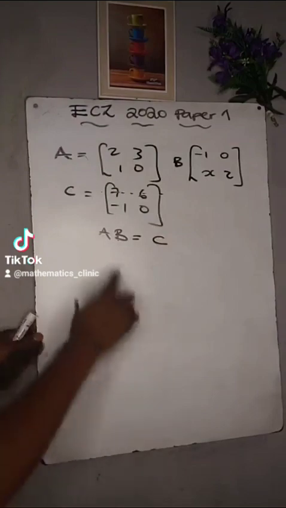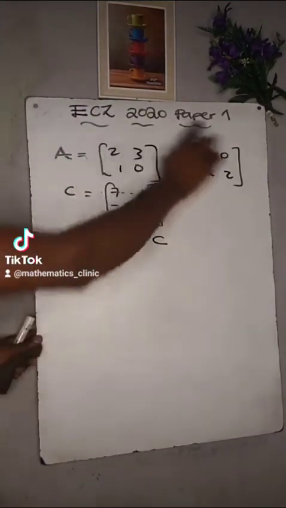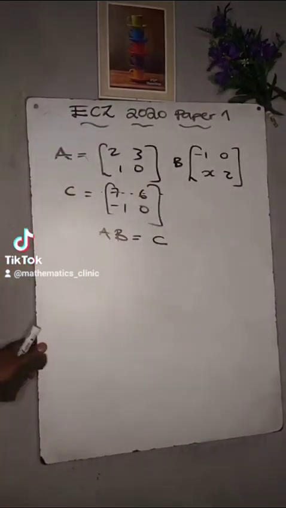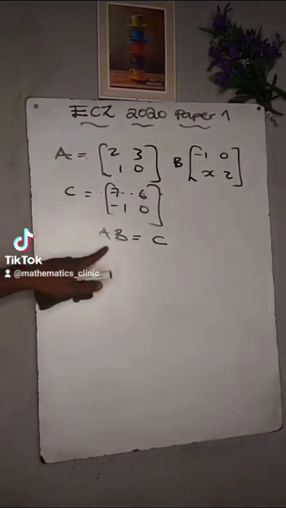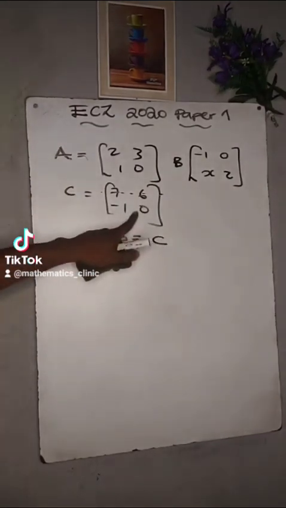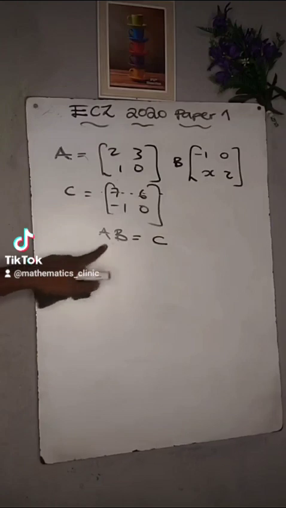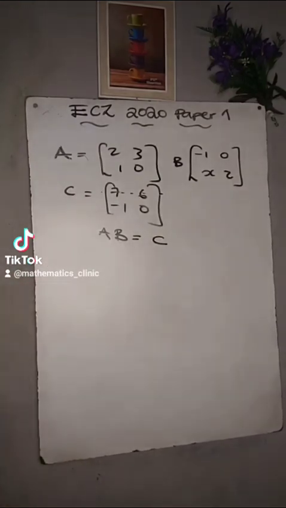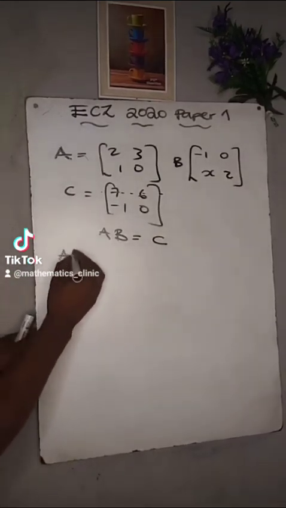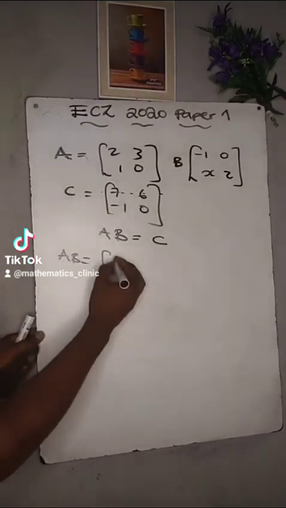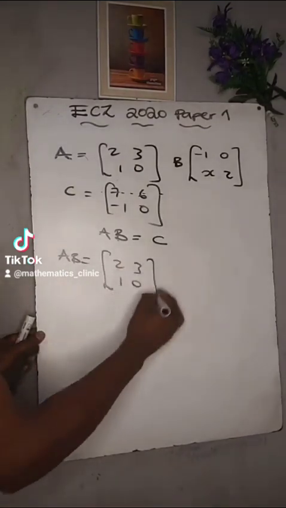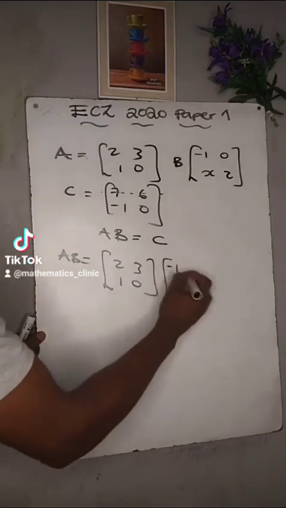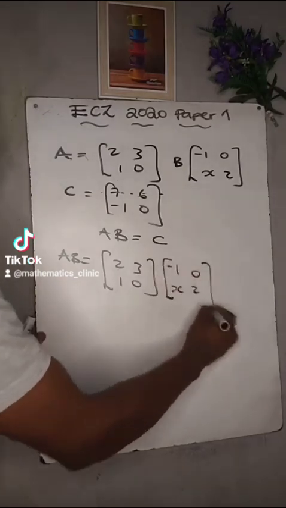We don't know what AB is. We know that we have matrix A and B, but we don't know the product. So let's find AB, then equate it to that matrix. Quickly, matrix AB is equal to our A, which is 2, 3, 1, 0, then matrix B, which is -1, 0, x, 2.